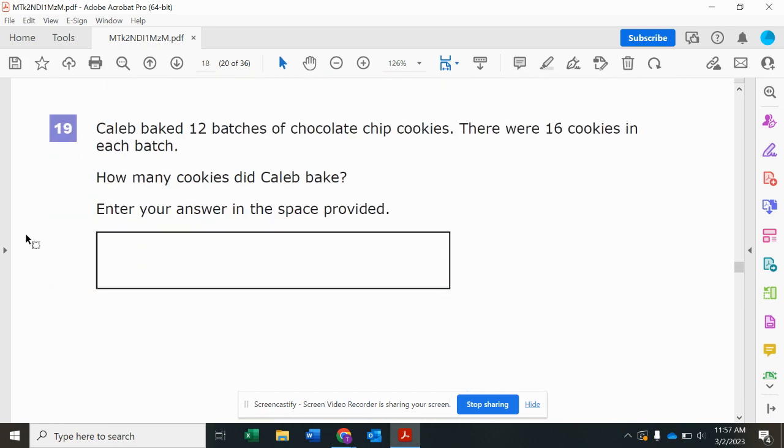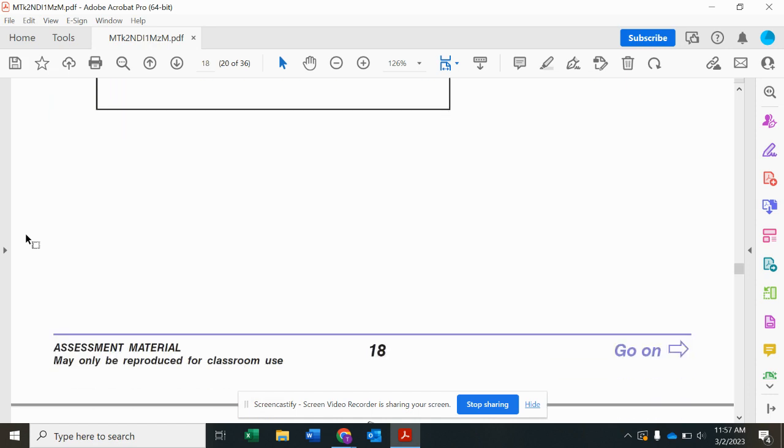Question 19. Caleb baked 12 batches of chocolate chip cookies. There were 16 cookies in each batch. How many cookies did Caleb bake? Enter your answer in the space provided.